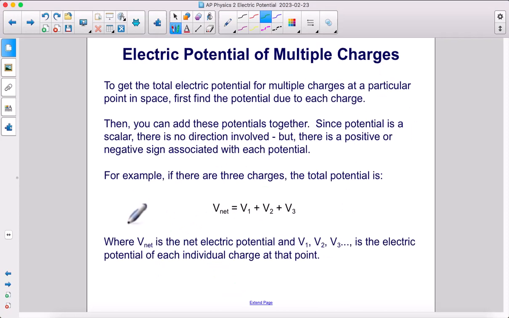To get the total electric potential for multiple charges at a particular point in space, first find the potential due to each charge. Then you can add these potentials together. Since potential is a scalar, there's no direction involved, but there is a positive or negative sign associated with each potential. For example, if there are 3 charges, the total potential at any one location will be the sum of the potential due to each charge.